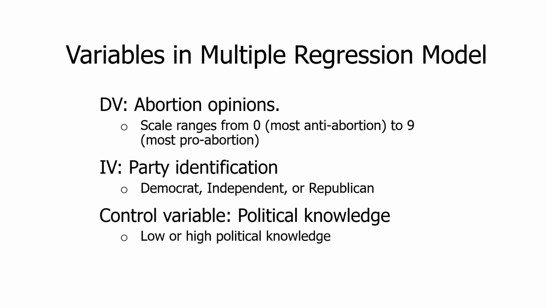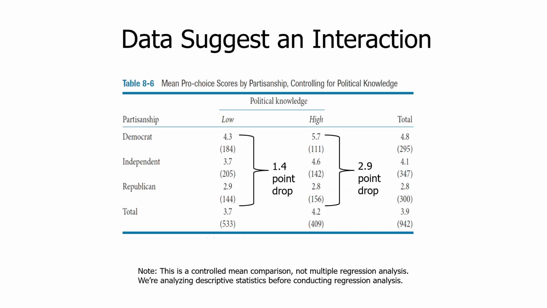The control variable here is political knowledge. This is going to be eventually modeled as a dummy, but it takes on 2 values. Respondents either are classified as having low political knowledge or high political knowledge. Let's look at a familiar friend first. This is a mean comparison analysis of this problem: mean pro-choice scores by partisanship controlling for political knowledge.